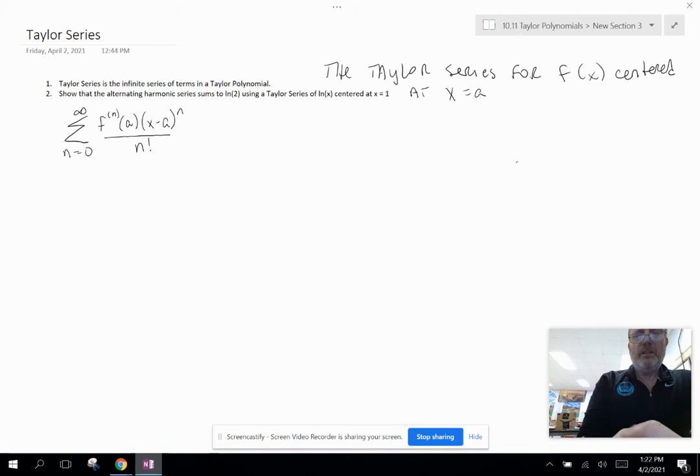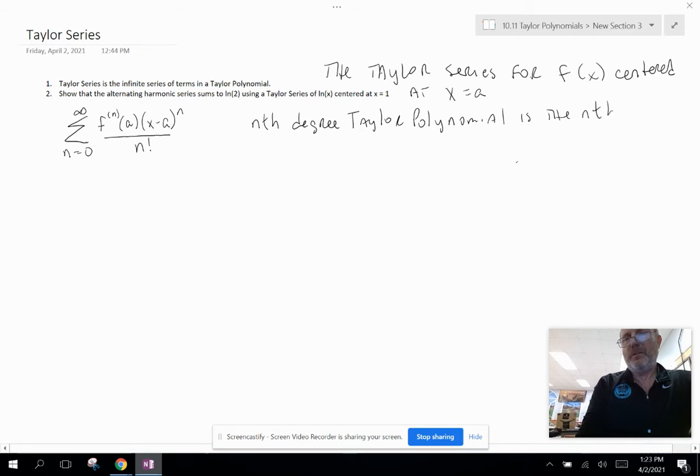And so, if we look at that, the nth degree Taylor polynomial for a function is the nth partial sum of the Taylor series.